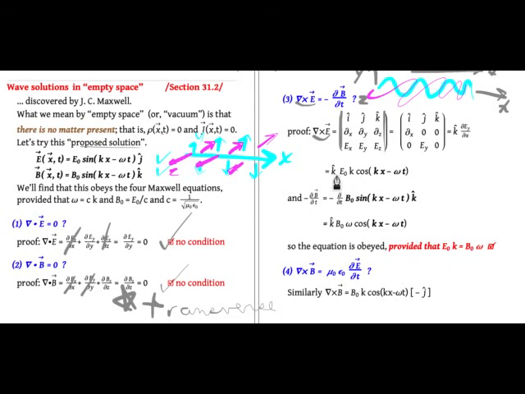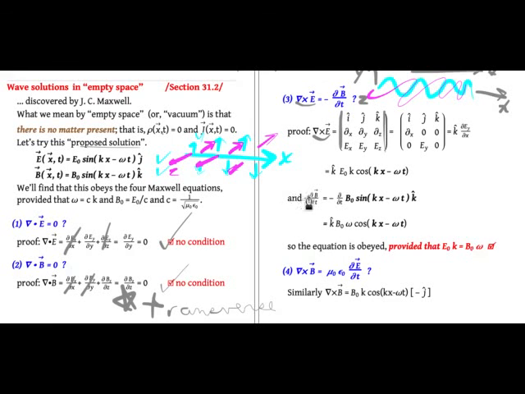Now differentiate this with respect to x. I'll have E0 times k cosine of kx minus omega t, because the derivative of the sine is the cosine times k by the chain rule. So here's the curl of E for this proposed solution: k hat E0 k cosine of kx minus omega t.